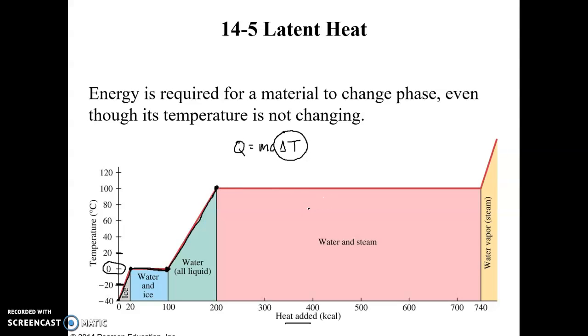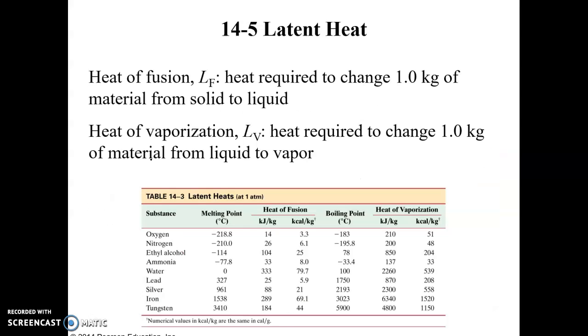And this phase change is going to require even more heat to boil off all this water and create steam. So it takes a lot of energy to do that, and once the water has been entirely boiled off, it becomes steam, then we can start heating the steam again. So there's a lot of energy that has to go into changing the phase of a material. And it depends on the material.